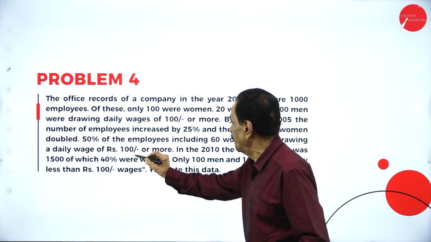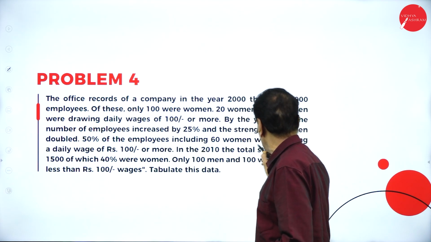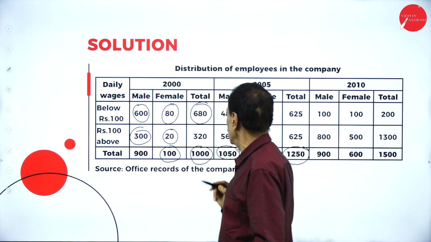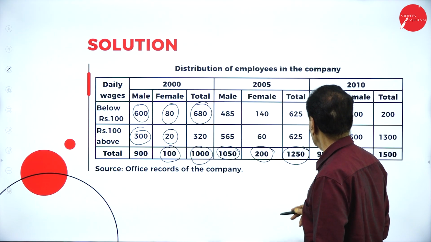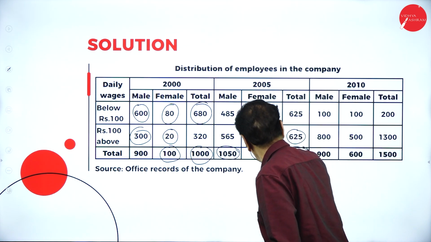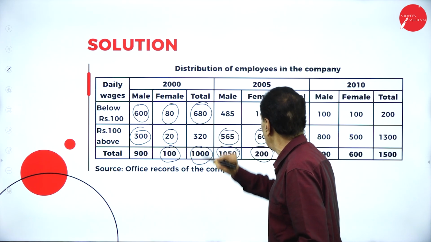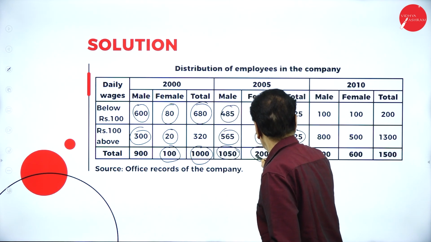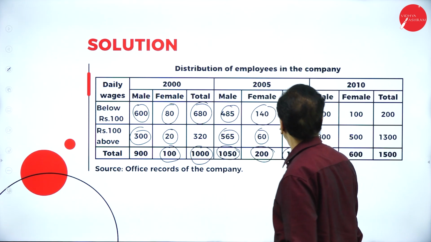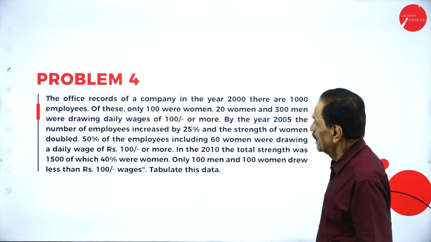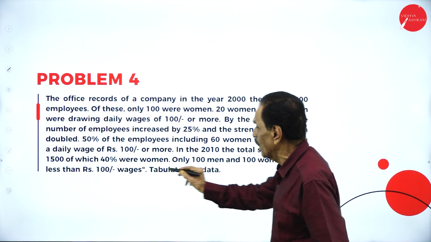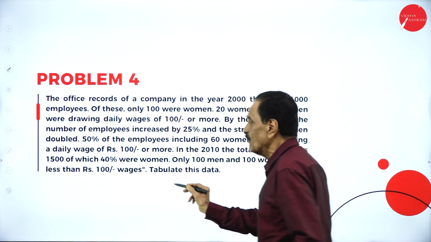Then 50% of employees, including 60 women, were drawing a daily wage of 100 or more. How many members are they saying? Here, 50% means 625. Out of that, 60 females are drawing. The balance is 565. Then deduct: the difference is 140. This goes to 2005.